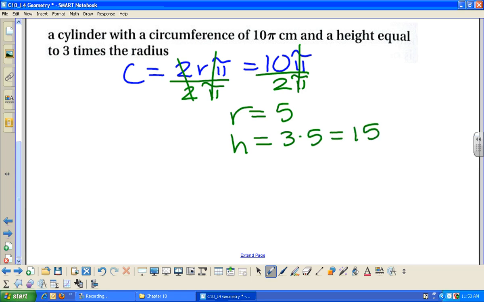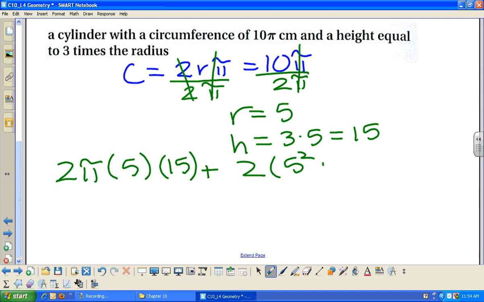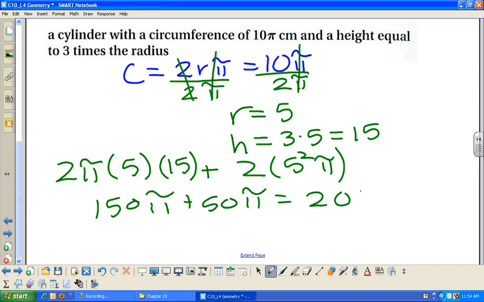So if I want to find the surface area of my cylinder, it's going to be 2 pi times my radius, which is 5, times my height, which is 15, plus 2 times my radius squared times pi. This is equal to 150 pi plus 50 pi, which is equal to 200 pi centimeters squared, or 628 centimeters squared.